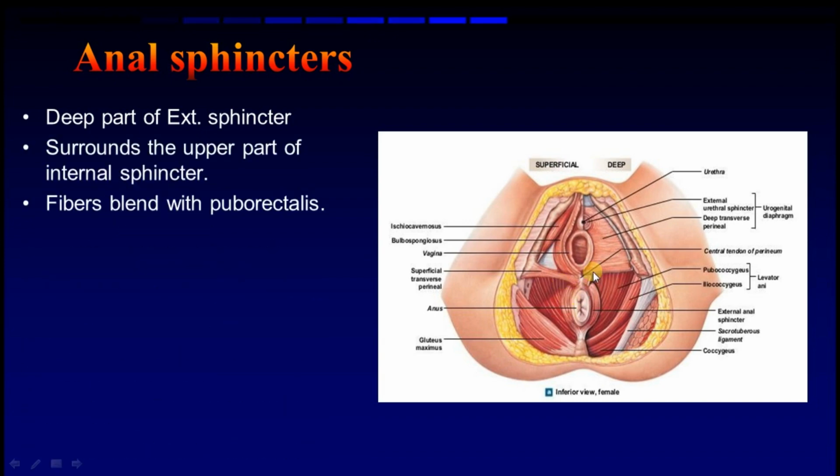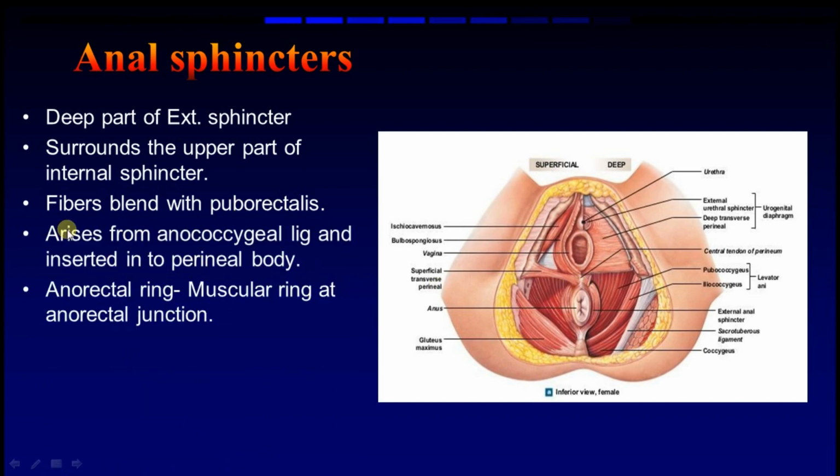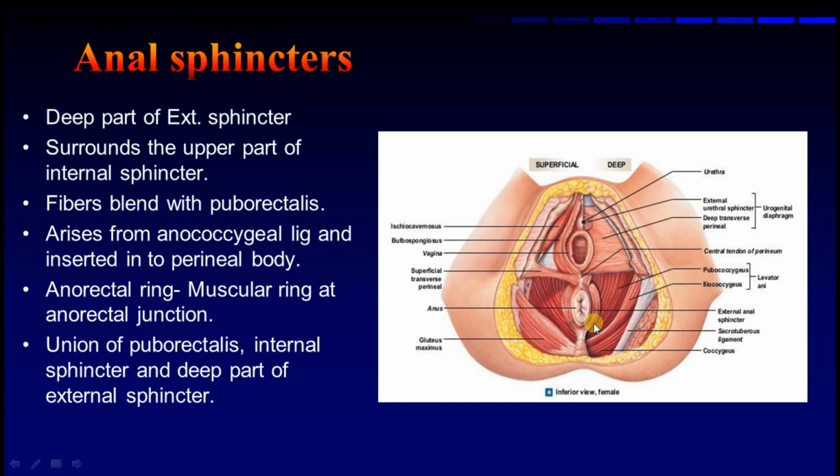It blends with the puborectalis muscle, and as I told you, it forms an anorectal ring, or muscular ring, at the anorectal junction, which is mainly formed by this deep part of the external anal sphincter, the puborectalis muscle, and the internal sphincter. All these form the anorectal ring or intersphincteric groove, which can be palpated in a rectal examination. Again, it is responsible for maintaining fecal continence.